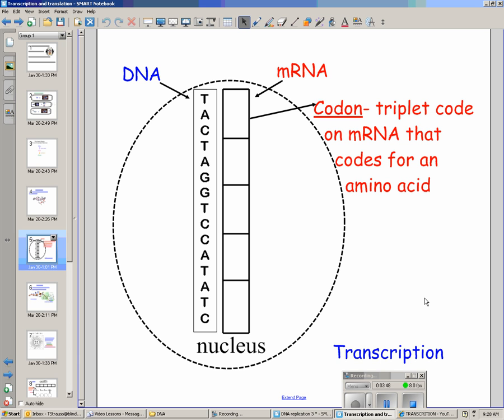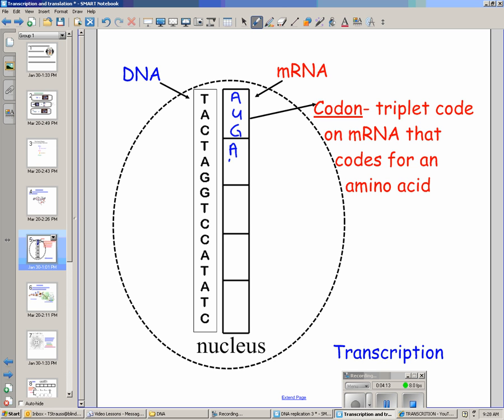So to make a strand of mRNA, that's the first RNA that's going to be transcribed, we're going to look at the strand of DNA, and this is happening in the nucleus. We can see that T is going to match with U, A to T, T to A to U, C to G. And we're going to keep going on.